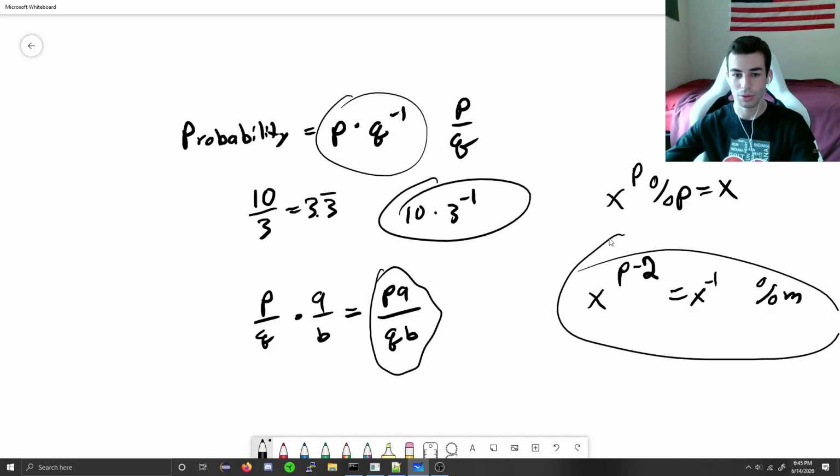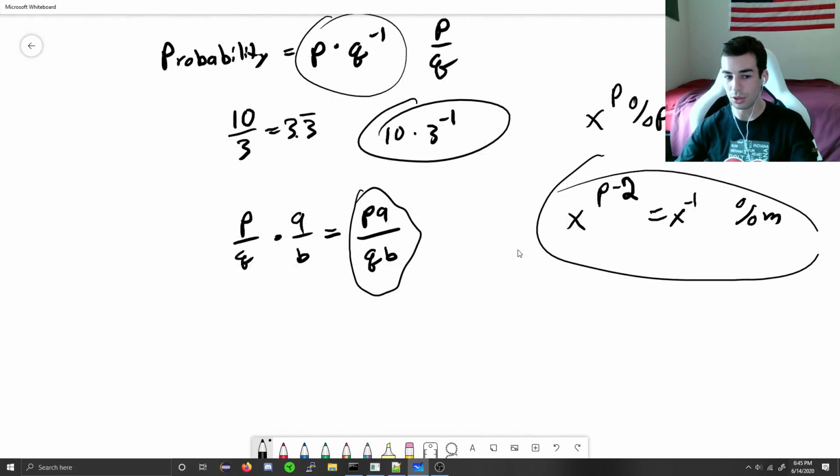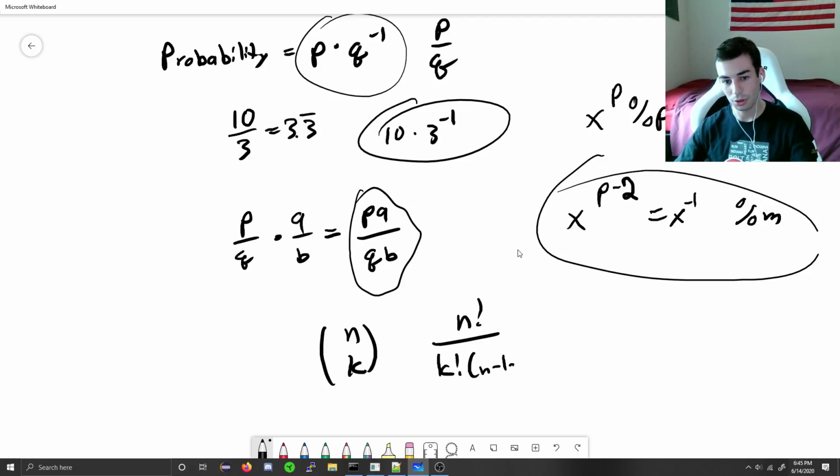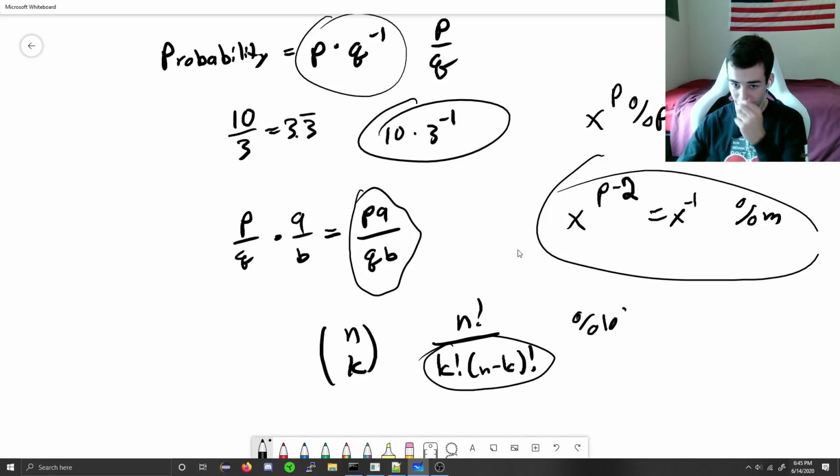So the last thing I'd like to mention is, now that you know how to do division, you can do n choose k. And n choose k is just equal to n factorial over k factorial times n minus k factorial. This shows up a lot. This is the number of ways to pick k things in a set of n things. And in order to do this, if you have some big mod, you need to know division.